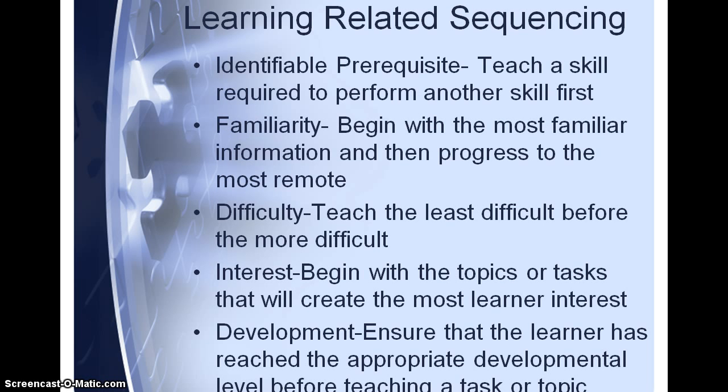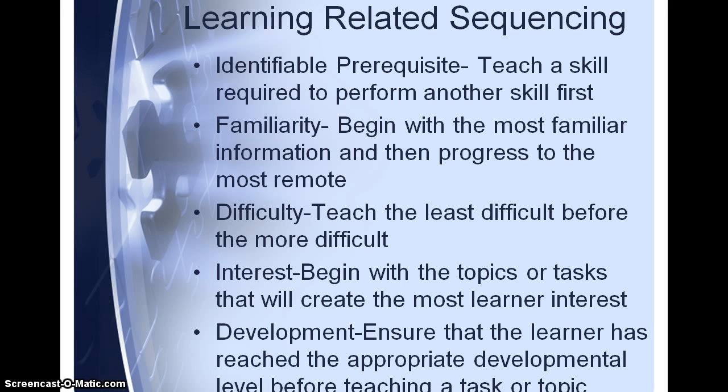Let's look first at learner-related sequencing. Learner-related sequencing takes into account the abilities, prior knowledge, and interests of the learner. You have several options found in the learner-related sequencing category. Identifiable prerequisite is when you teach a skill required to perform another skill first. For example, teaching addition of whole numbers before teaching addition of fractions.